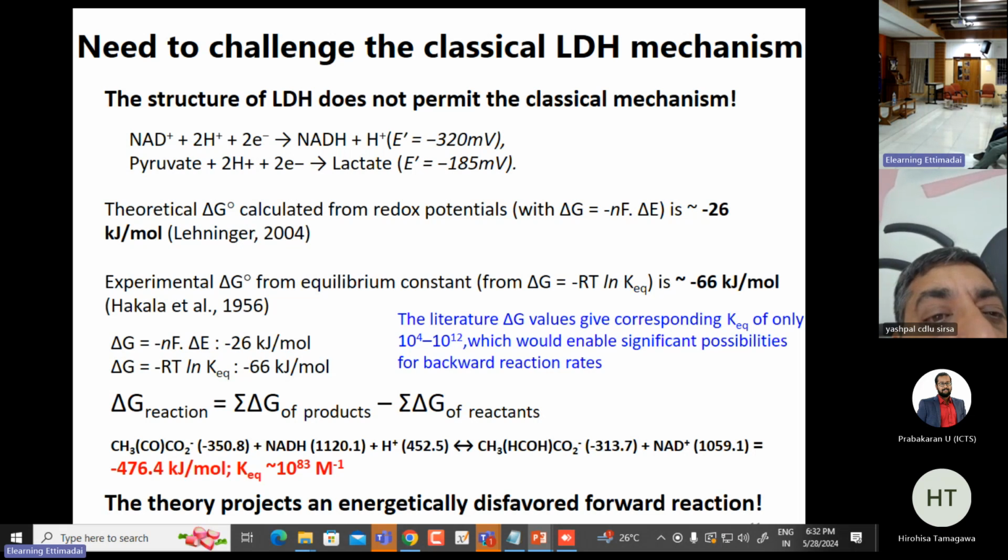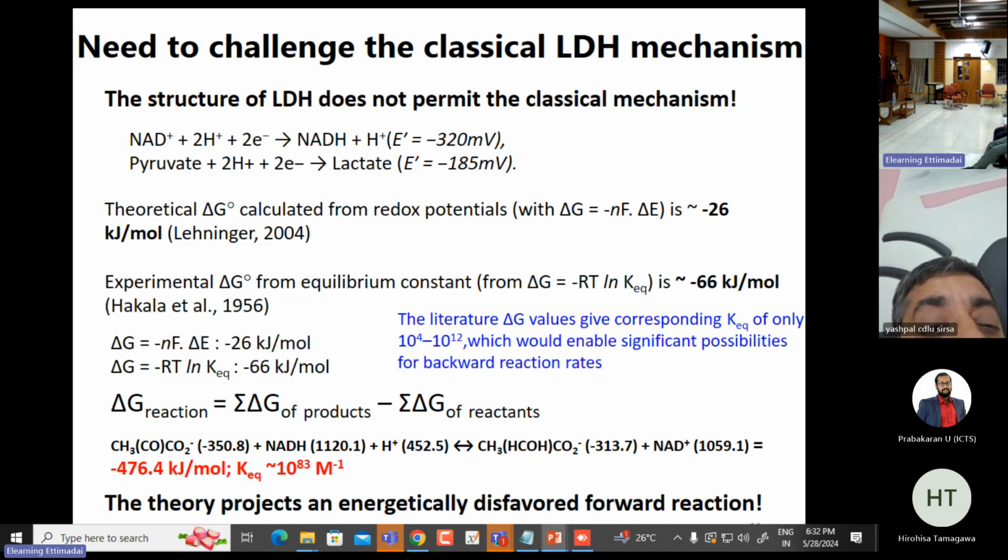Or you can also calculate the delta G of reaction by taking the sum of the delta G of products minus the delta G of the reactants. So if you see the textbook values of the redox potentials that are given, the literature values, you will end up with these values if you calculate.